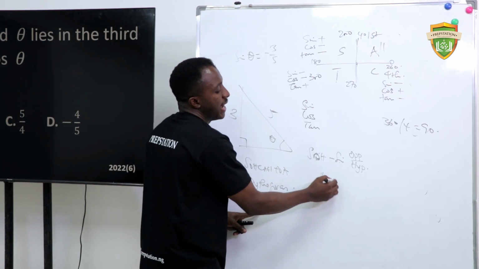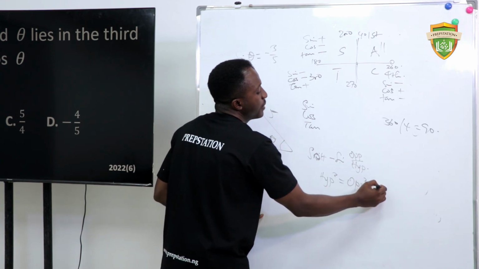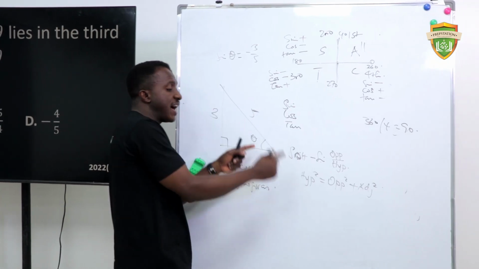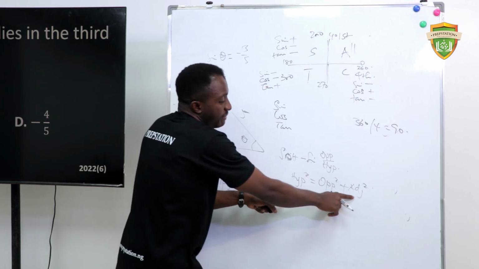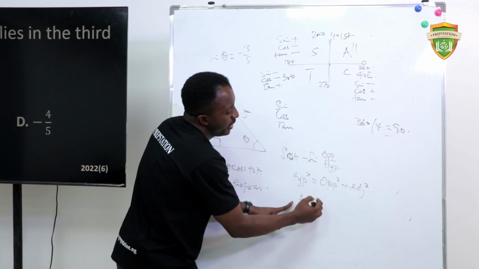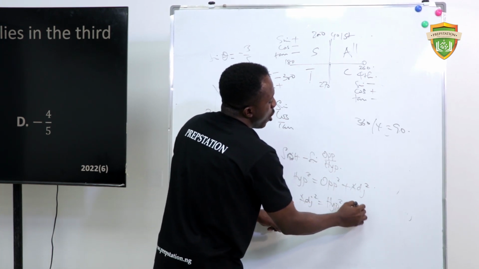Pythagoras theorem says the square of the hypotenuse is equal to the sum of the squares of the opposite and the adjacent sides. Now the hypotenuse is 5, so we need to find this side. Let's call this the adjacent. If you do your mathematics well, make adjacent the subject of the formula, you're going to have hypotenuse squared minus opposite squared.